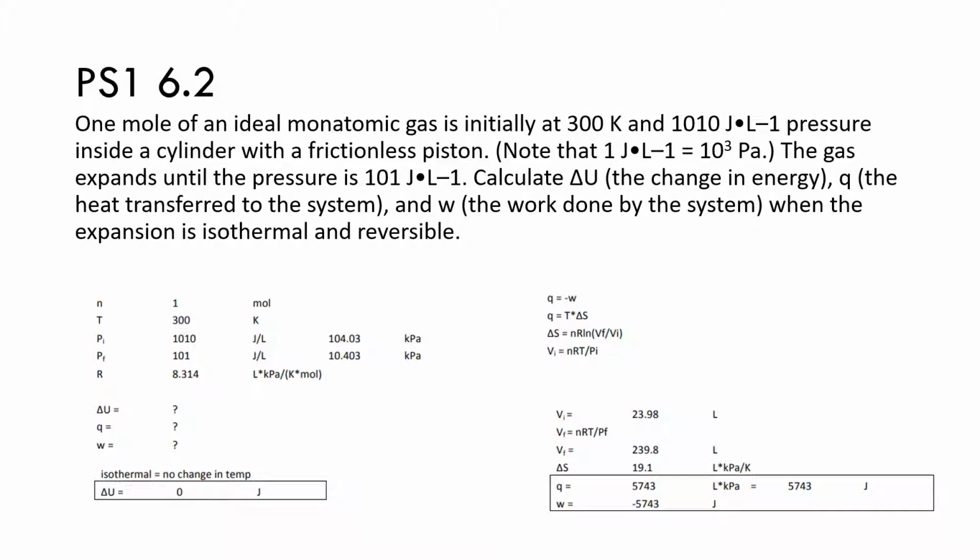Then we can plug that into our T delta S equation to solve for Q, and we get 5,743 joules, and then for W, it's the negative of that, so we get negative 5,743. So an important thing to remember is that we added heat to this system, so that means that Q is going to be positive, and then it did work on the system. So that means that the work is going to be negative, and that's where those two values come from.